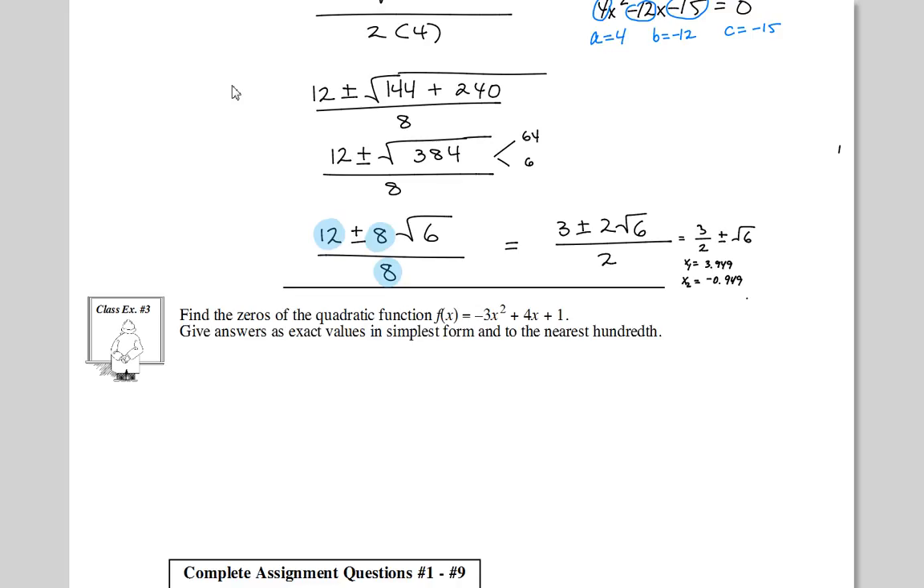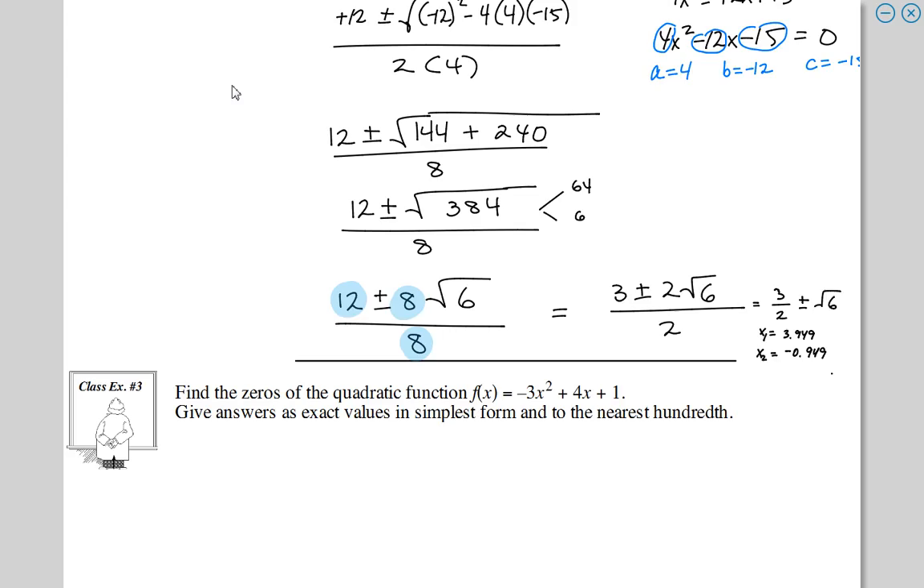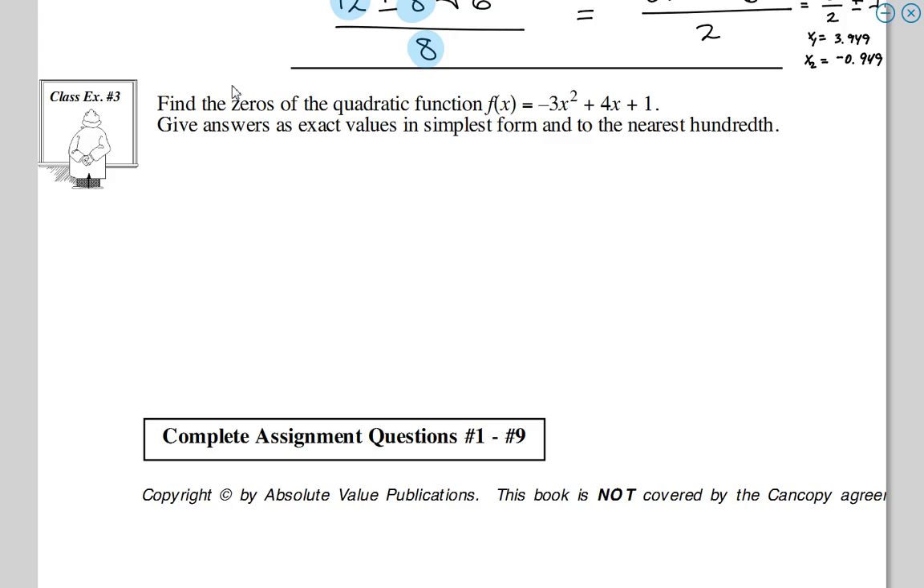Okay, so for this last class example, I think it's the last one, it says find the zeros. So which way do you want to go? Can we factor this? What's the AC value? Negative 3? What factors of negative 3 are there? Only 1 and 3, right? They'd have to both be negative. No, they'd have to both be positive. So you can't factor it. Everybody see that? So it can't be factored.